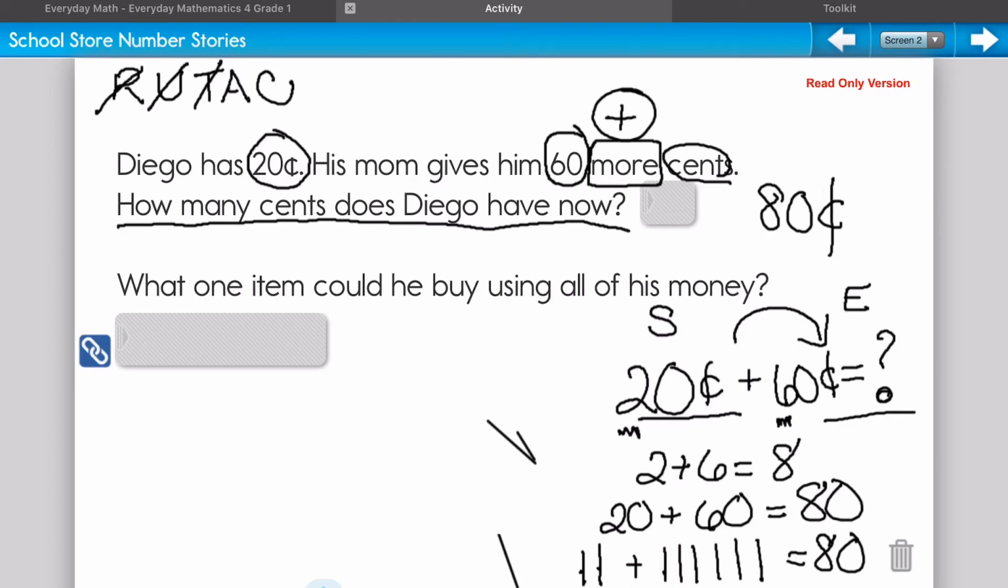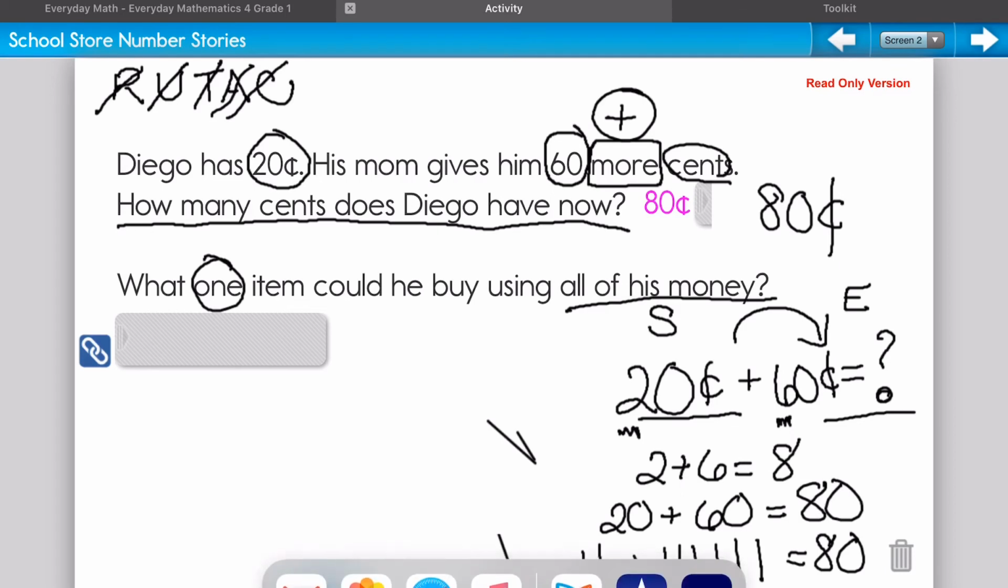I have attacked it, and now I've checked it. I can slide over and see 80 cents is correct. Now this question takes it a step further. It says, what is one item, so we want just one, he could buy using all of his money? So I have to go back to my sheet and find out which item is going to cost 80 cents.